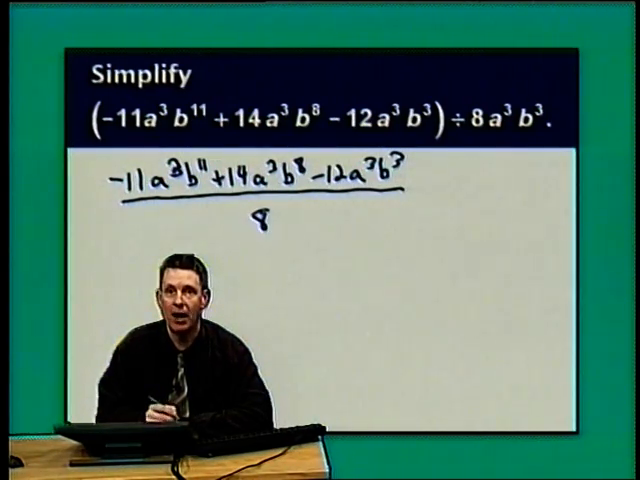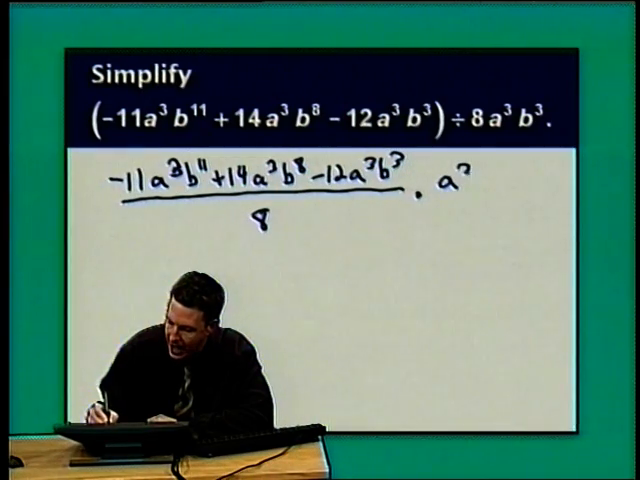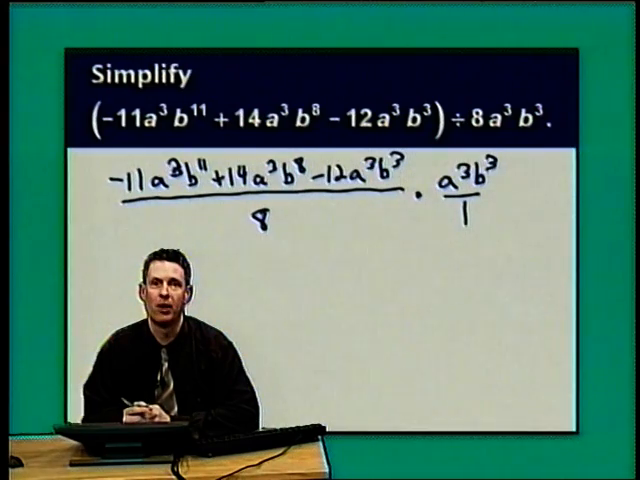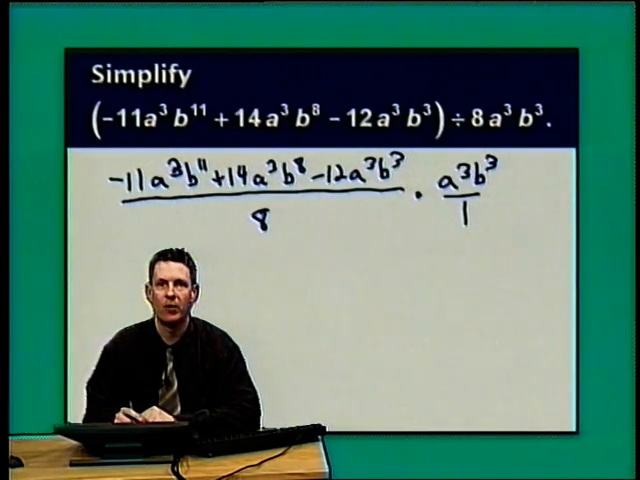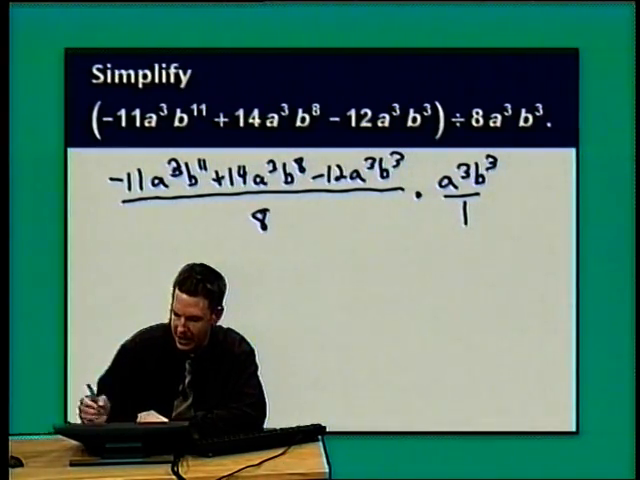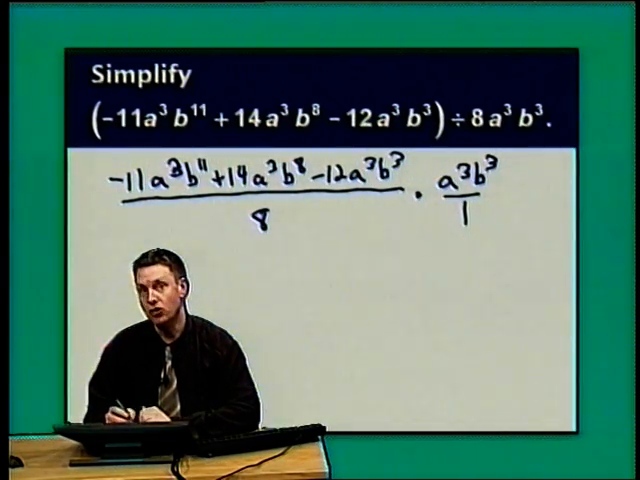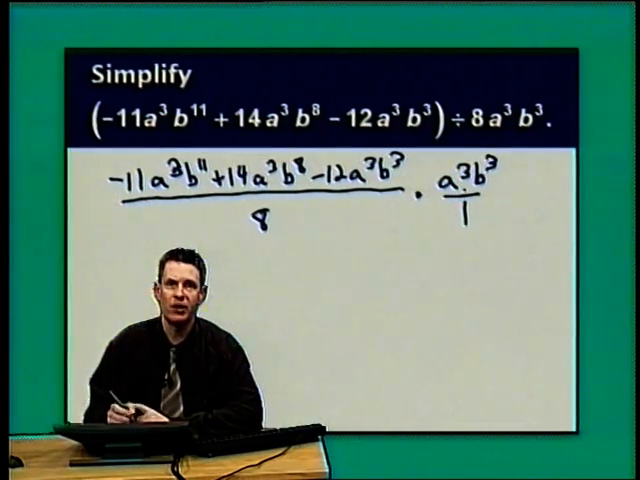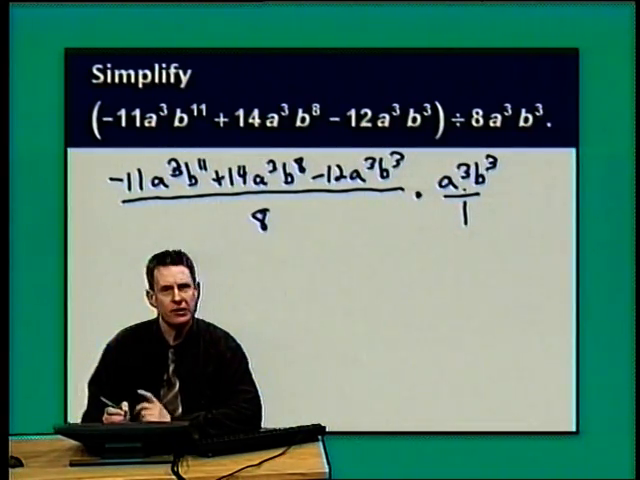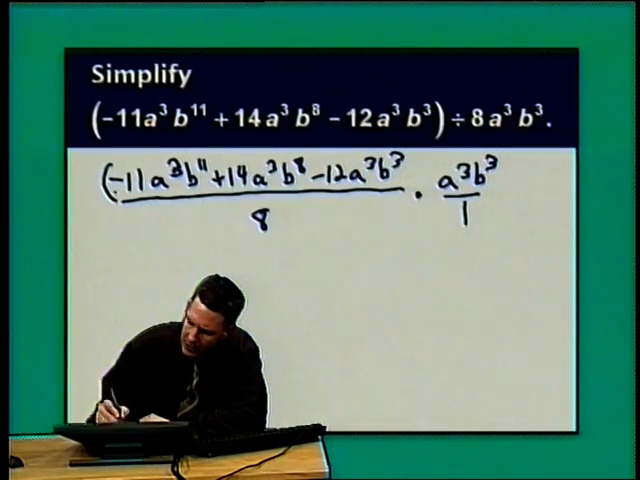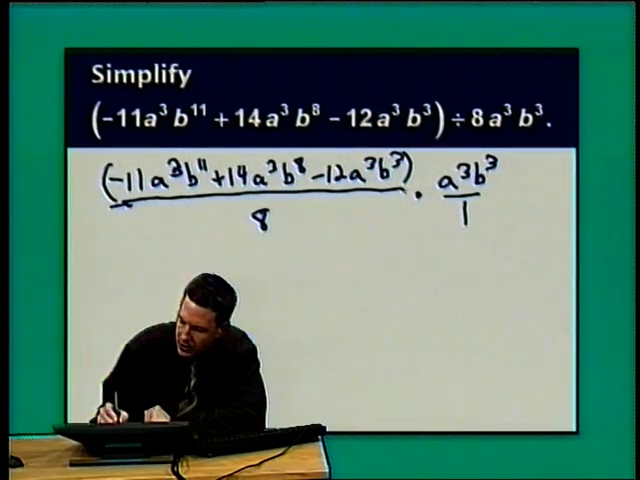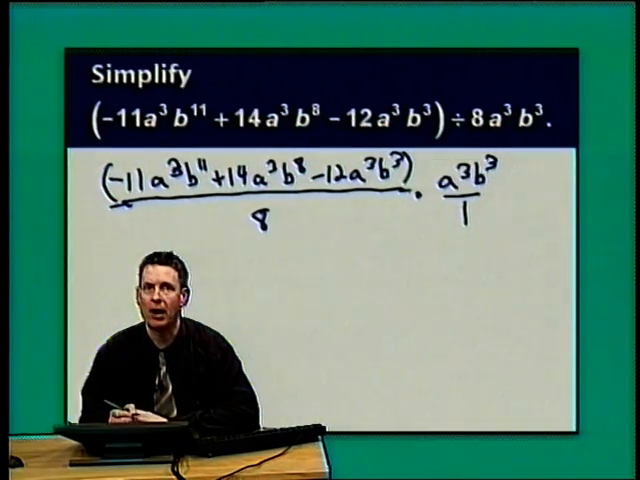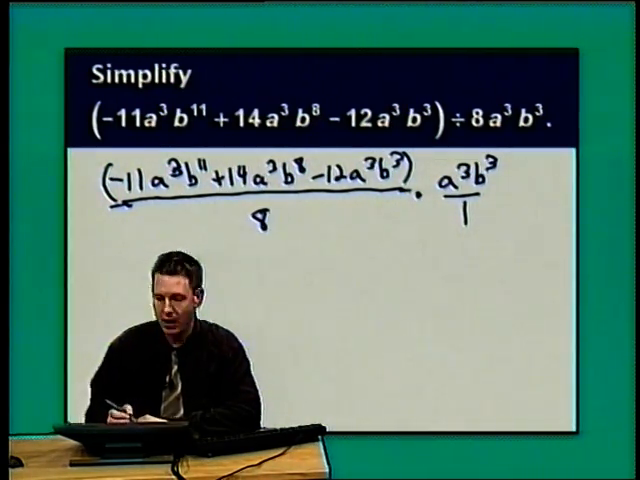Now I need to multiply that result by a cubed b cubed, which I'm going to write over 1 to help me remember that numerators are multiplied by numerators and denominators by denominators. Now when I multiply these numerators together, I'm going to have to distribute the a cubed b cubed to every term in the first numerator. To help remind me to do that, I'm going to go ahead and put parentheses around the first numerator. I don't really need to do that, but it's a good reminder that I need to apply the distributive property. So let's go ahead and do that.